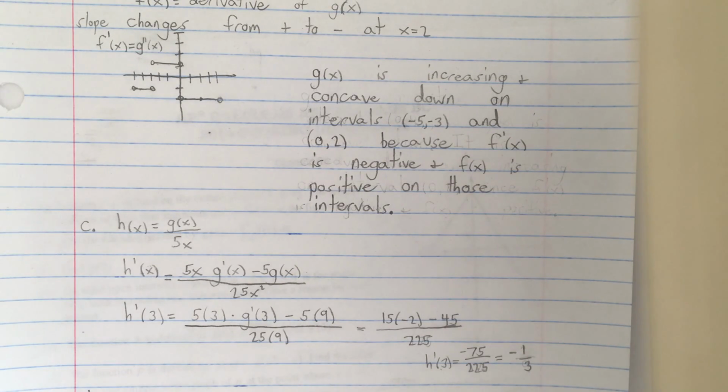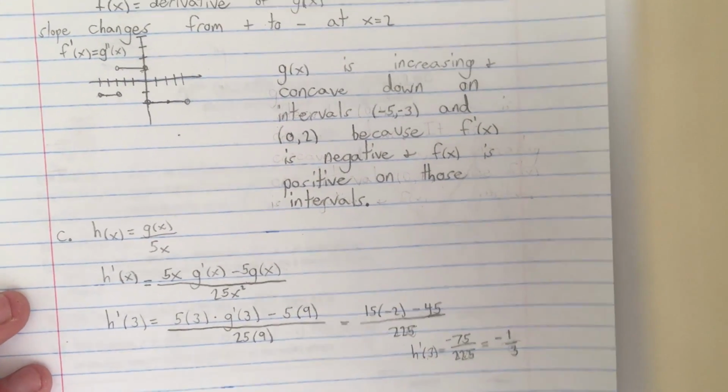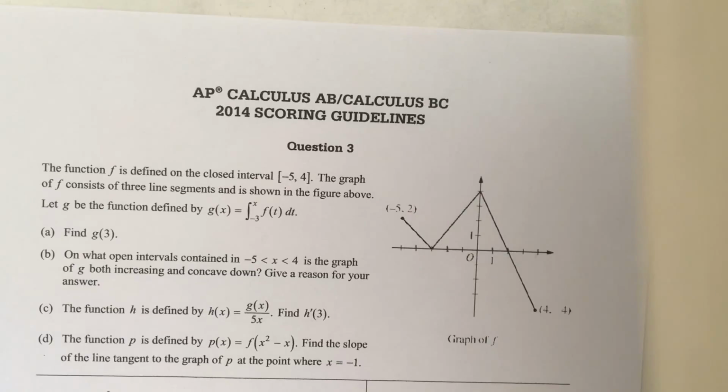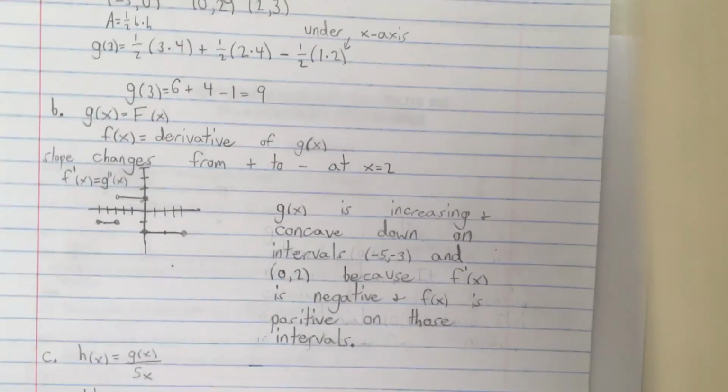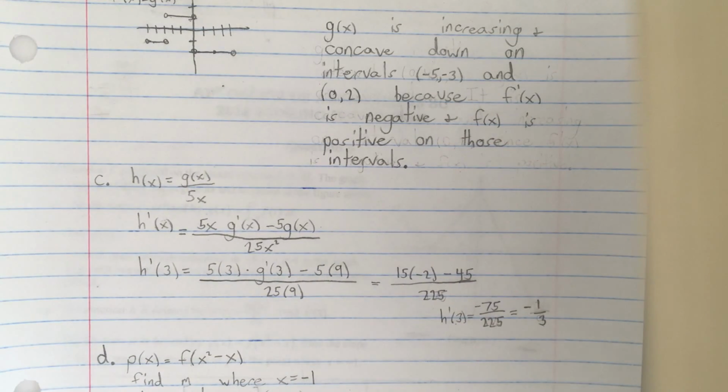And then g prime of 3, when we look at the graph, that's pretty much asking us what f of 3 is. And when we look at f of 3, we see that we get -2. And so from there, we just substitute values and put everything together. We get negative 75 over 225, which is equal to negative 1/3.